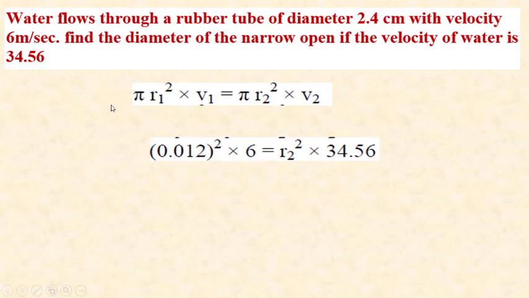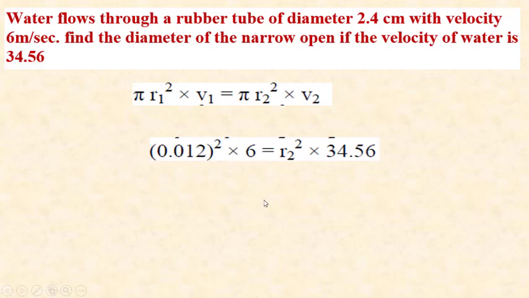From the continuity equation, A1 V1 equals A2 V2, or pi R1 square V1 equals pi R2 square multiplying V2. By substituting 0.012 square. Where is this from, Miss? Because from the given, it's a diameter, not a radius. Okay? By substituting the radius, which will be 1.2 multiplying 10 power negative 2 to convert from centimeter to meter, multiplying velocity 1 which is 6, equals R2 square times 34.56, with the same conversion.